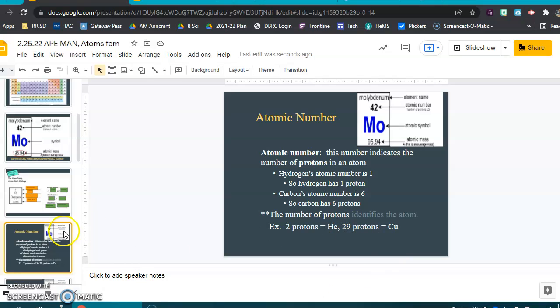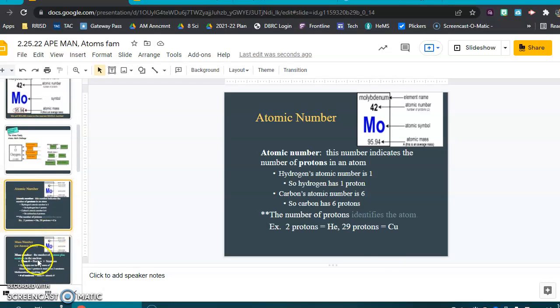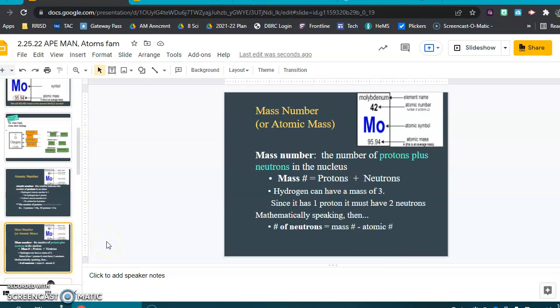29 protons, copper. Our atomic mass, or our atomic mass number, is the number of protons plus neutrons in the nucleus. So that mass is equal to the protons and the neutrons. Since hydrogen has a mass of 3, it only has 1 proton, so I have 3 minus 1 proton means I have 2 neutrons. So mathematically speaking, the number of neutrons is equal to the mass number minus the atomic number.